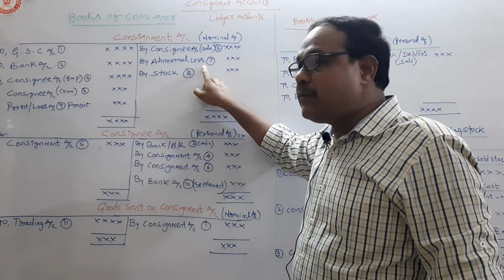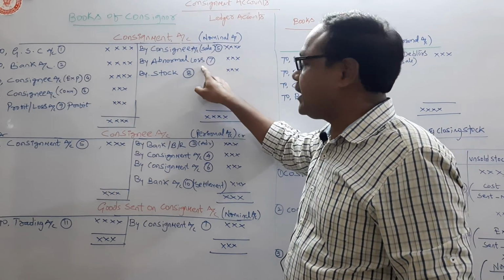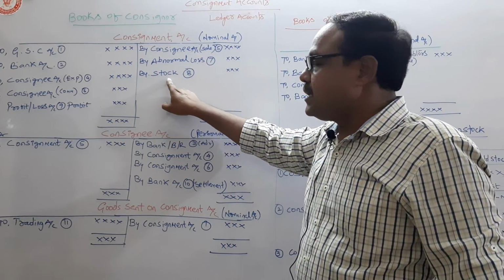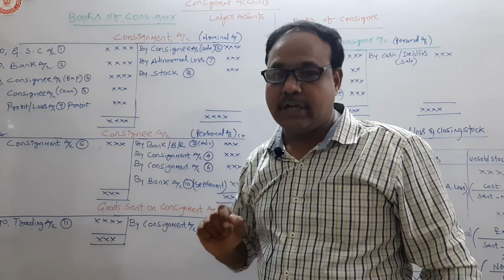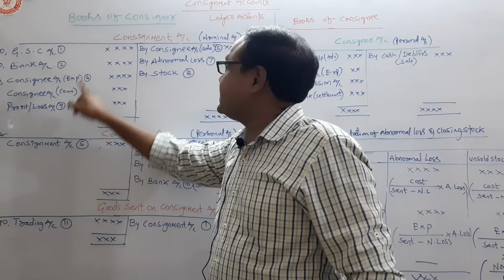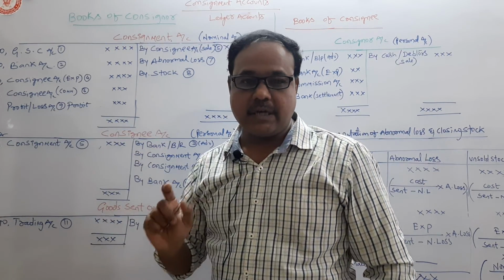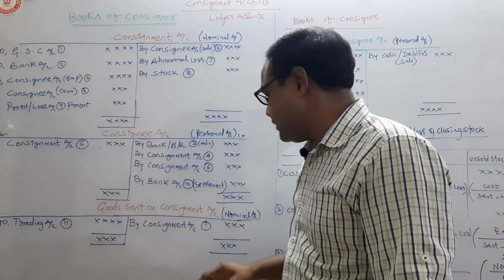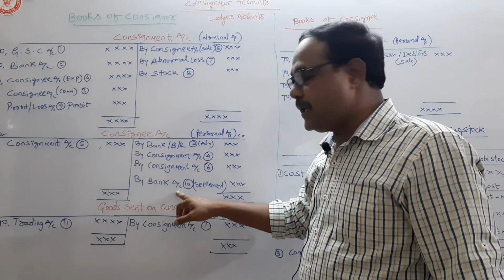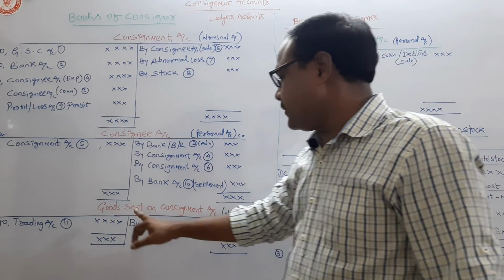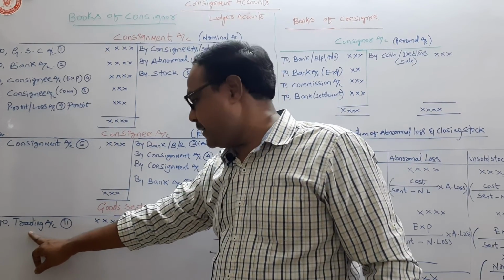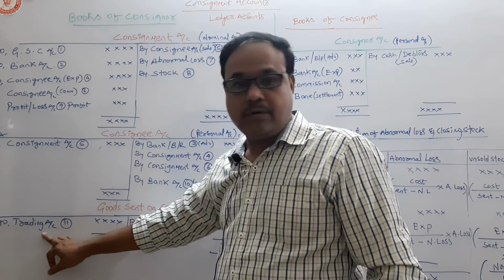7th, abnormal loss account debtor to consignment account, value of the abnormal loss. We will now compute the value of abnormal loss. 8th, stock account debtor to consignment account, the closing stock. 9th, consignment account debtor to profit and loss account. So next, 10th one, bank account debtor to consignee account, settlement. Goods sent on consignment account debtor to trading account, goods transfer to trading account.